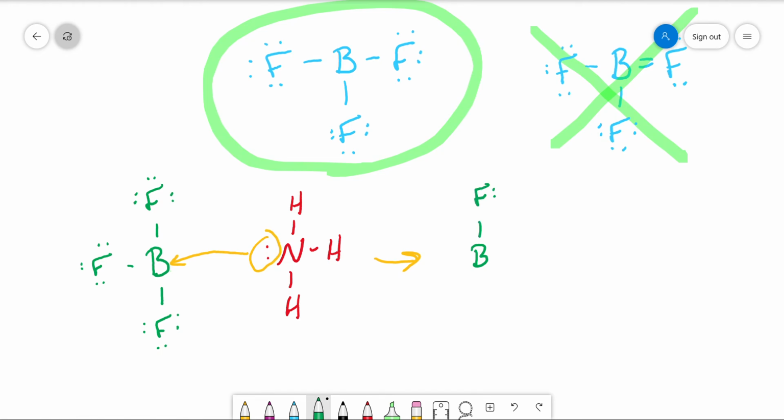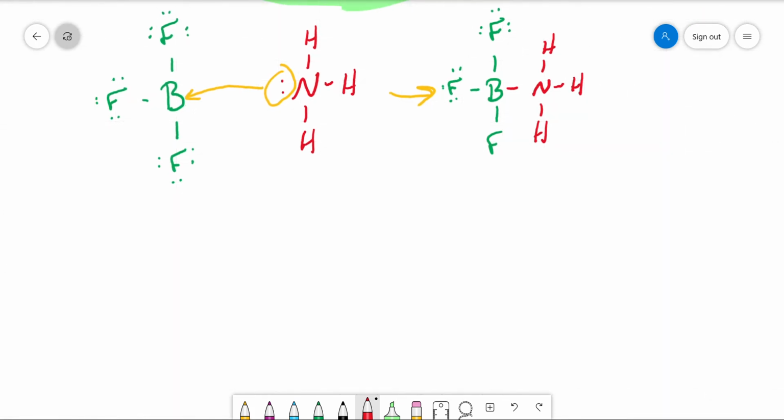if they form that bond, we know that boron was what we call electron deficient, and that is in fact what we see in a lab. If we combine these two, BF3 and NH3, they do form this larger molecule. And that is the evidence that we don't have that double bond in BF3. It's just a single bond, and boron is electron deficient.